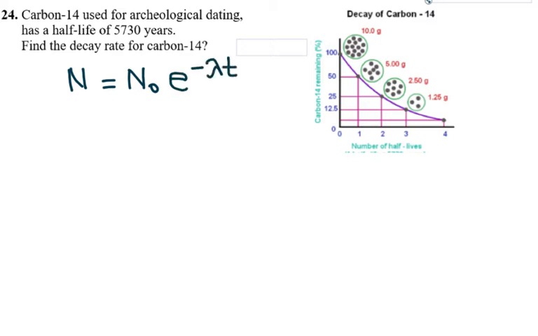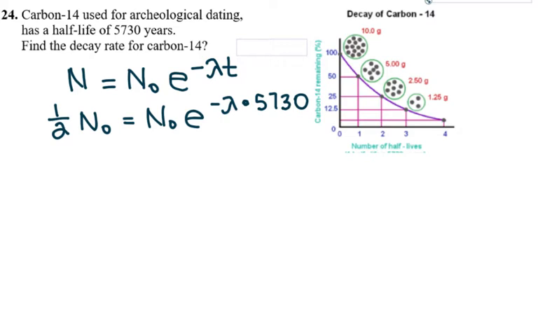So in here I have 1/2 of the initial number left, and then I have the initial number, e, and then lambda, the one that I'm looking for, and the time is right here. I'm going to plug in years, which is 5730. So my answer is going to be per year. So lambda is going to be how many will be decayed per year.